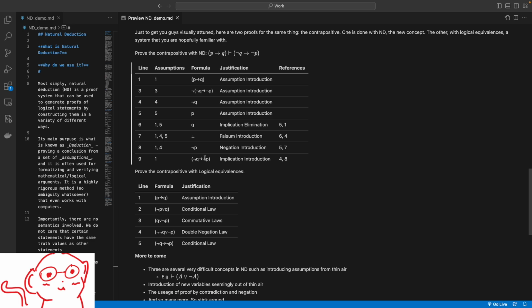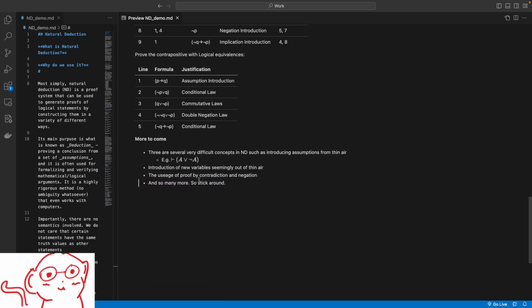The unique thing that I've been finding with natural deduction is that almost every proof is different. So you have to really learn to gather an intuition by looking at a lot of different questions. And that is what I want to cover later on. There are several very difficult concepts in natural deduction, such as introducing assumptions from thin air. It's possible to prove what's known as a verum, something that's always true. For example, A or not A, that's always going to be true. You can prove it from nothing. How do you do that? That's what I'll go over later on.